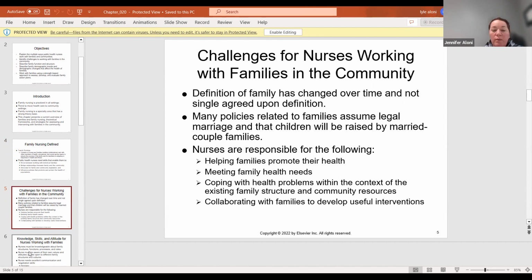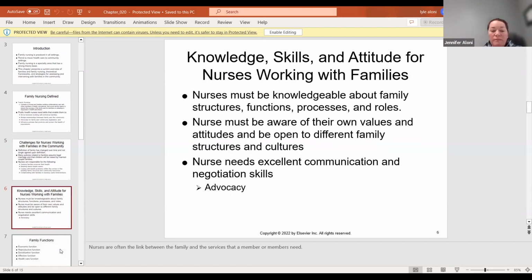So we want to make sure that we are involving families in our care, coping with health problems within the family, and collaborating with our families to use interventions that may be successful. We use the link between family and services that a member or members need. As nurses, we must be aware of our own values and attitudes and be very culturally open to different family structures and contexts. We need excellent communication and negotiation skills.